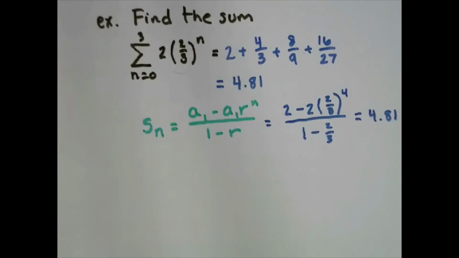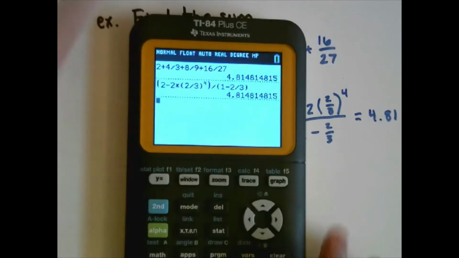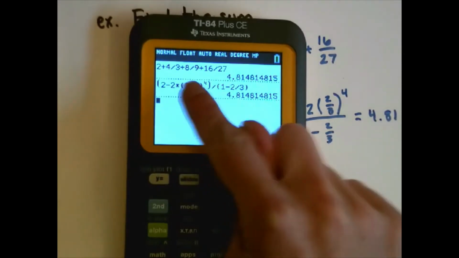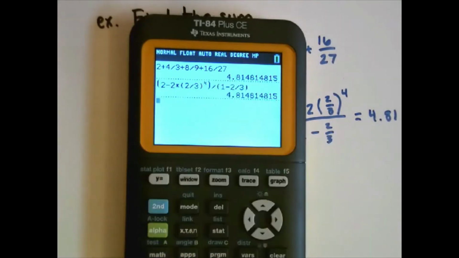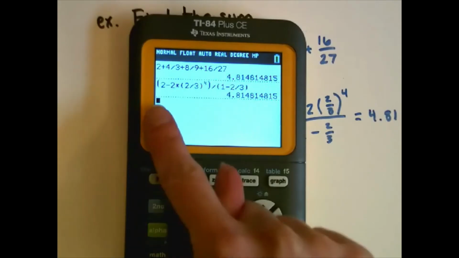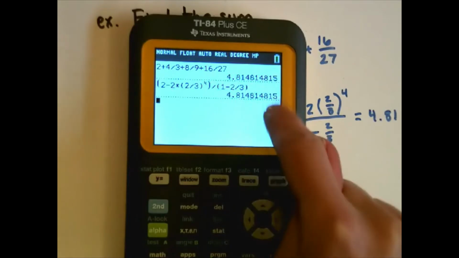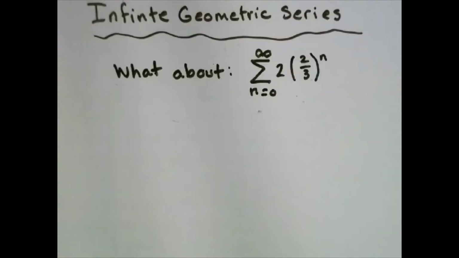So just to confirm, I'll show you what we had typed in the calculator for each of those. We have the 2 plus 4/3 plus 8/9, those 4 terms added together gets us 4.8148. And then the same thing using the sum formula, and we get the same exact thing.